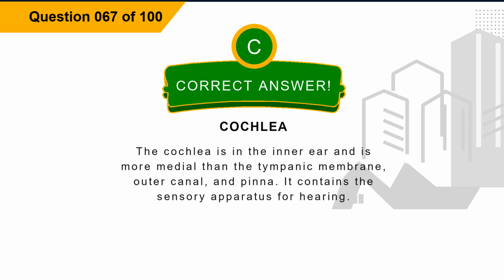Cochlea. Explanation. The cochlea is in the inner ear and is more medial than the tympanic membrane, outer canal, and pinna. It contains the sensory apparatus for hearing.